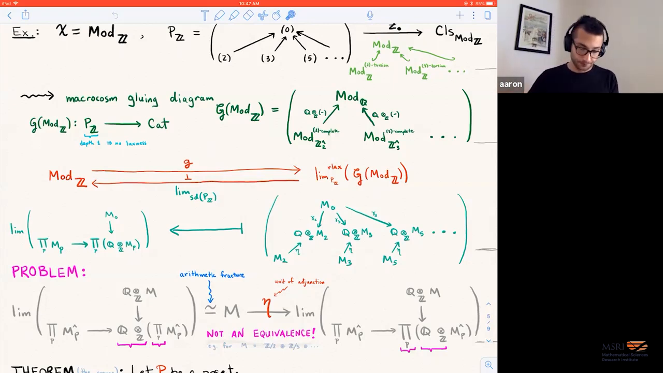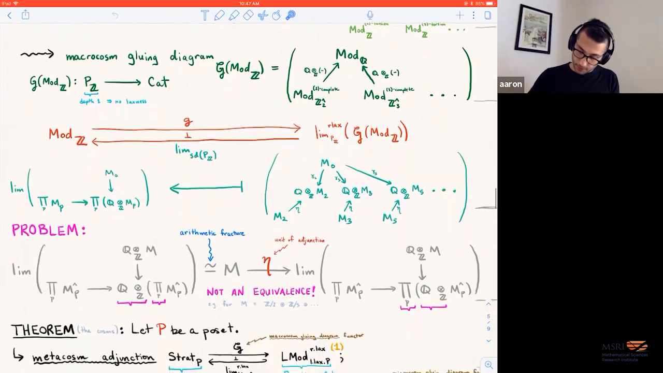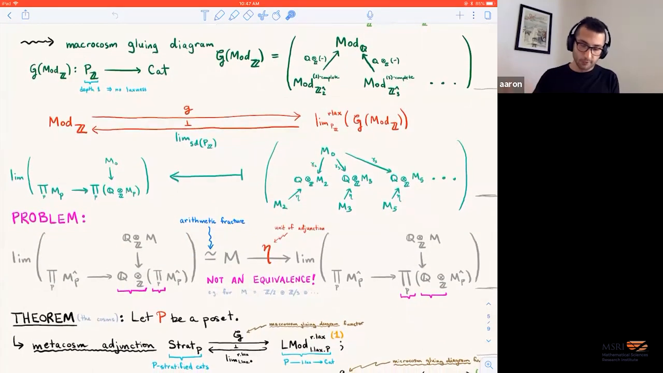So here's a theorem. Let P be a poset. So first of all, this construction takes a stratified category, so here's P stratified categories, I'll denote that by strat P, and I can take their gluing diagrams. So this is its macrocosm gluing diagram. And that gives me a left lax functor from P to cat, and maps between stratified categories end up giving me right lax natural transformations. And so this is how that functor goes.